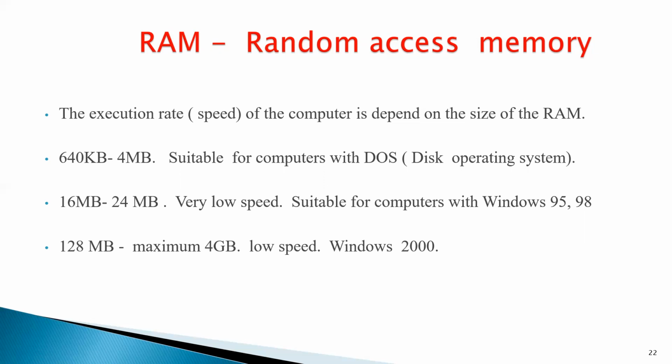Then in the 1990s, Microsoft released the Windows 95-98 operating system. For computers with Windows 95-98, the RAM needed is a minimum of 16 MB to 24 MB. Then Windows 2000 was released in the year 2000, and the RAM needed for running the Windows 2000 OS is a minimum of 128 MB to a maximum of 4 GB of RAM.